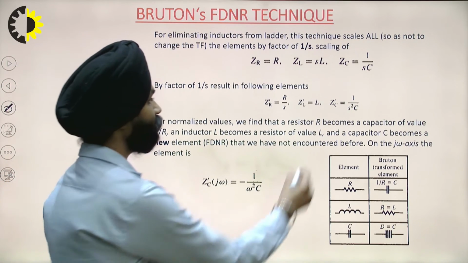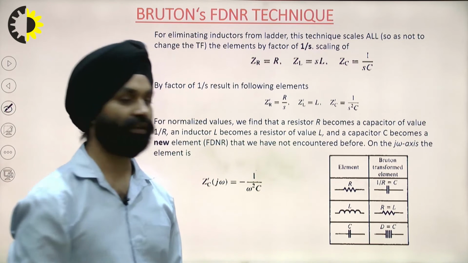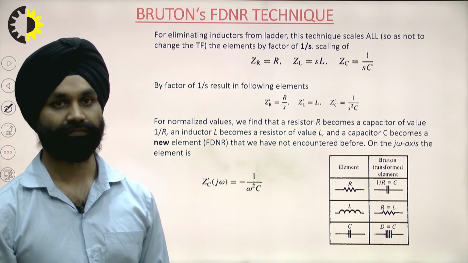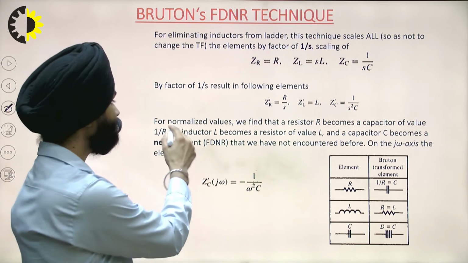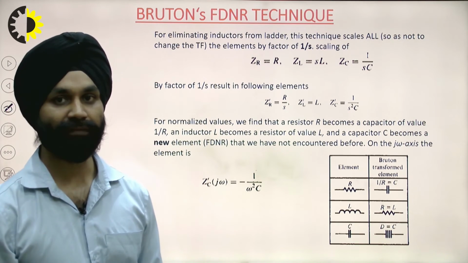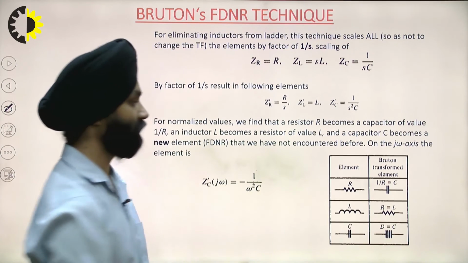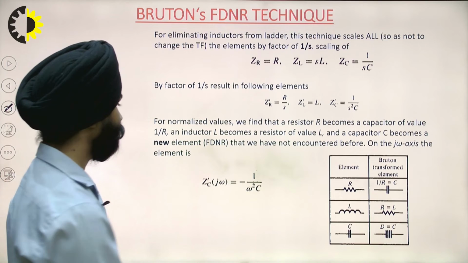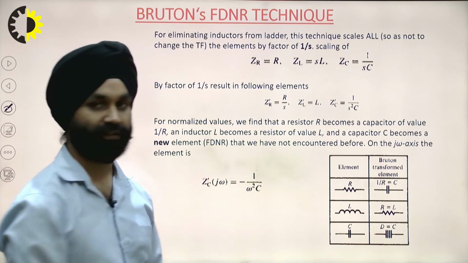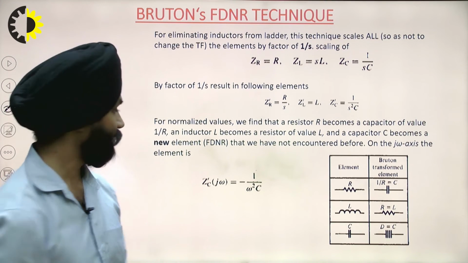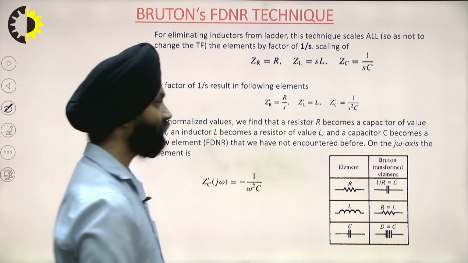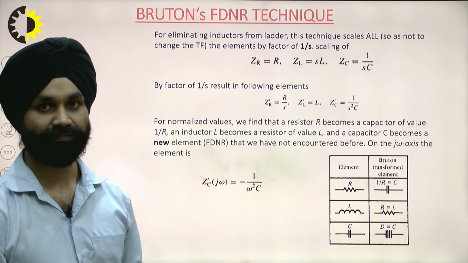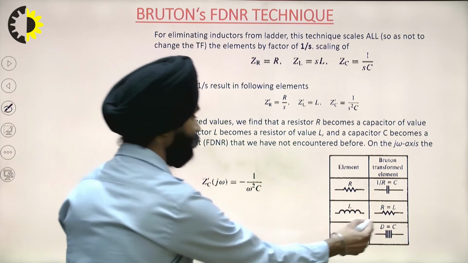And lastly, there is a new term which is 1 by S square, which is not general for the R, L or C circuit. So for normalized values, we find that resistor became capacitor with the value of 1 by R, and L becomes resistive with value of L, and C has a new term which is 1 by S square C. Let's suppose that is D.